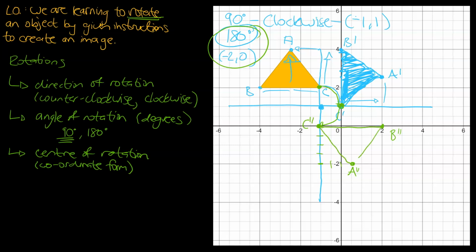And then from there, we've got our triangle. And what we can see is its original orientation is up. Makes sense, 180 degree rotation. It's now pointing down.